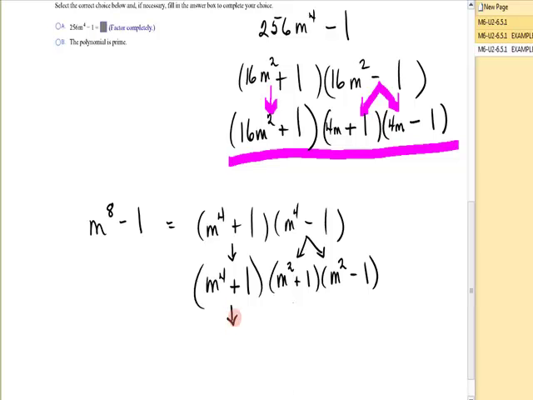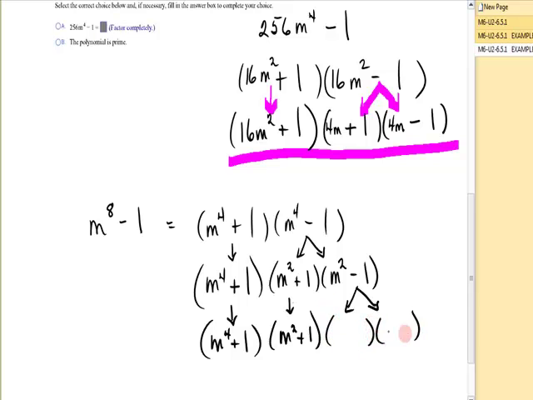Well, this is done, still m to the fourth plus 1. This one is done, m squared plus 1. But this last factor is still the difference of squares. So it will be m plus 1, m minus 1. You see that the exponents, the powers on those m's, started getting smaller. And so now, because that exponent is a 1, I can't go any further, but I have to have all 4 factors. So sometimes you have to do many steps to complete your factoring.